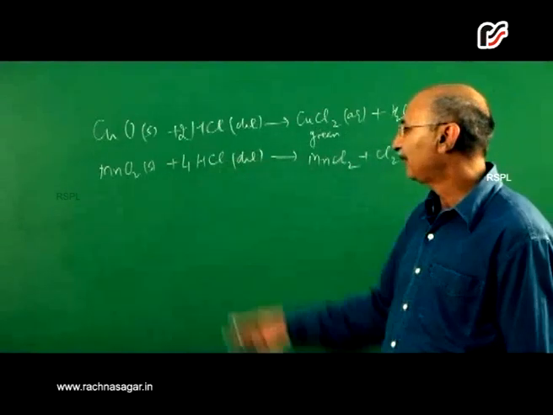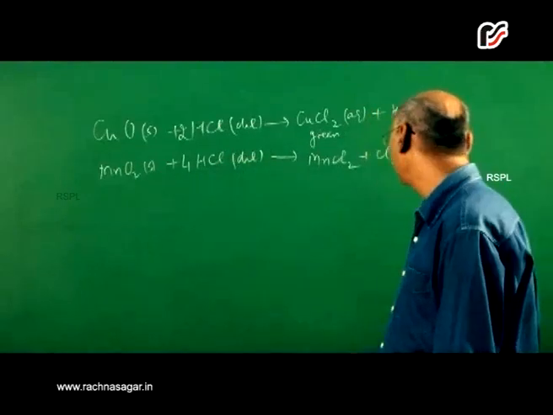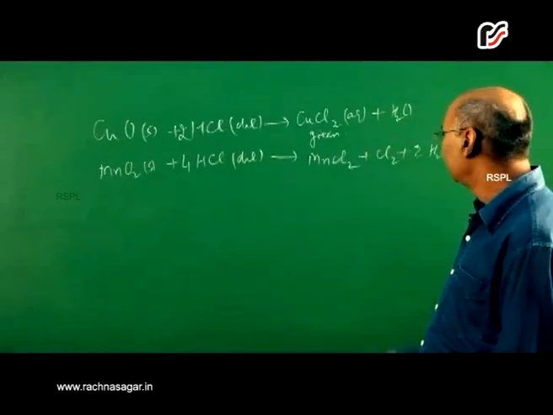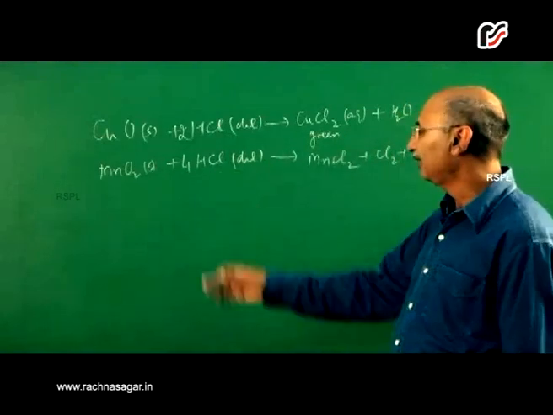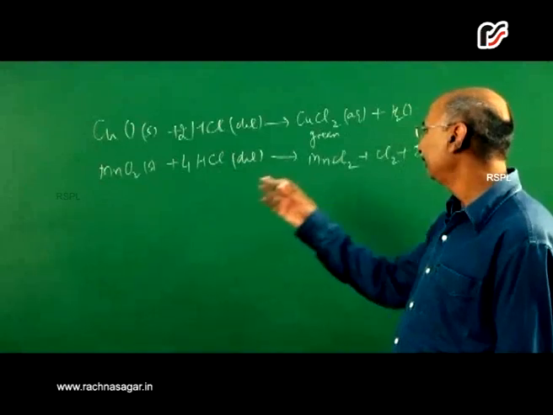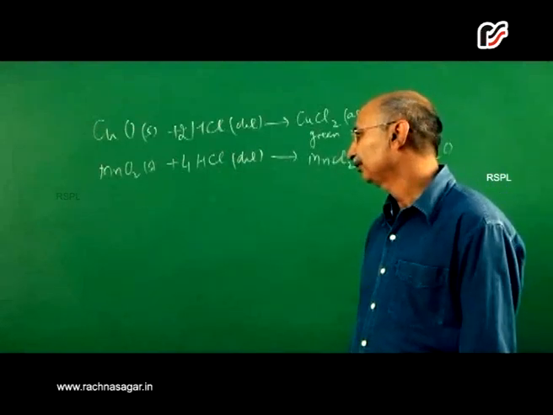Now this reaction is balanced because if I put 4 HCl, this side will have 2 water. There are 4 chlorine on this side, 4 chlorine on this side. Oxygen is equal on both sides, that is 2. Manganese is also equal. This equation is balanced.